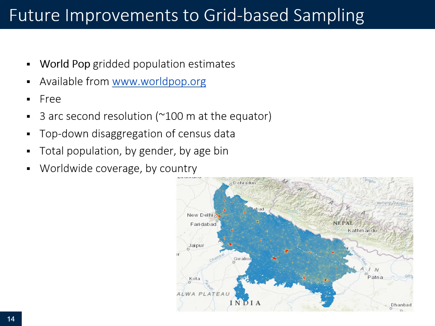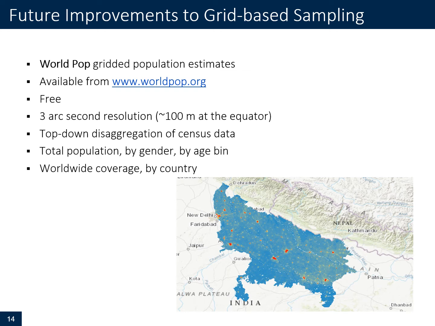As these data sources continue to improve, we will see further improved results. In our latest study, we used WorldPop data, which is a free downloadable source, at the 3 arc-second resolution, or approximately 100 meters at the equator. This data is top-down disaggregation of census data, and so spreads the population count for the administrative boundary across the associated geography at the grid cell level.